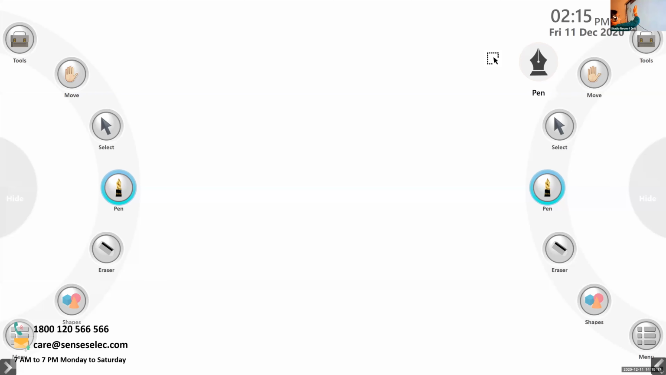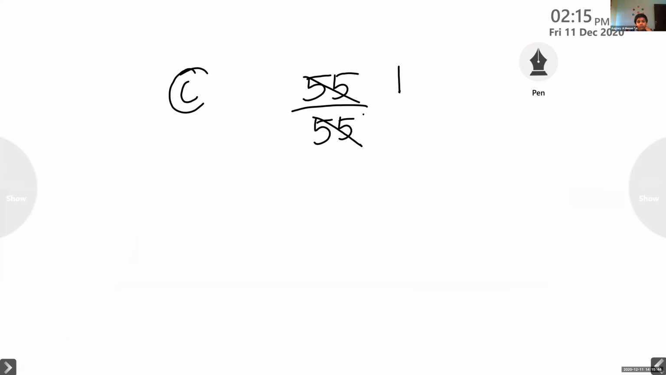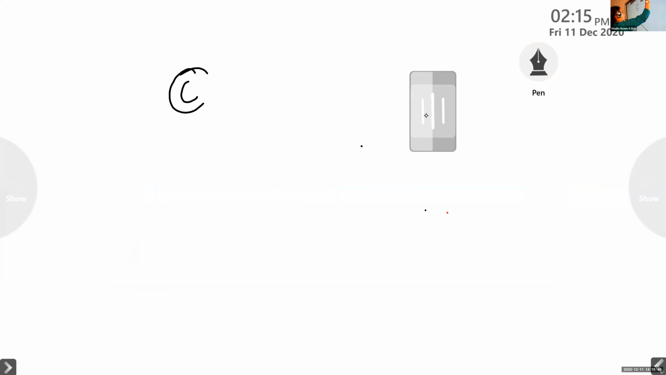So here, question number C: 55 by 8 into 55 by 11. Children, first of all, look here. We cannot cut like this. That is not possible, that is wrong. If it is 55 and 55, we can cut them, but one number should be on the top and one number should be down. Then only we can cut. Otherwise it is not possible. Understood?